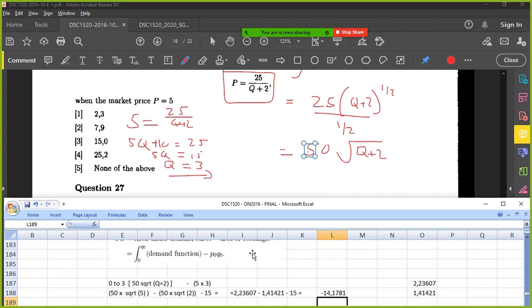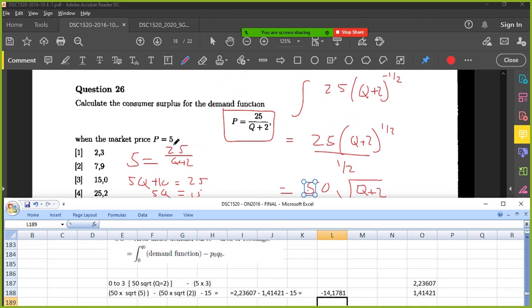Minus 14.17. Okay, it's a bit off. It's a negative though. There might have been a problem with my sign here. Let's just see. I did substitute in 5. Yeah, I did substitute 5 in. Okay, P is 5.